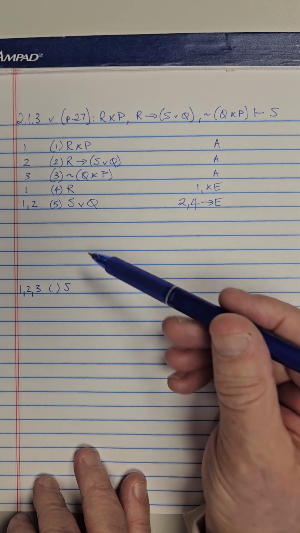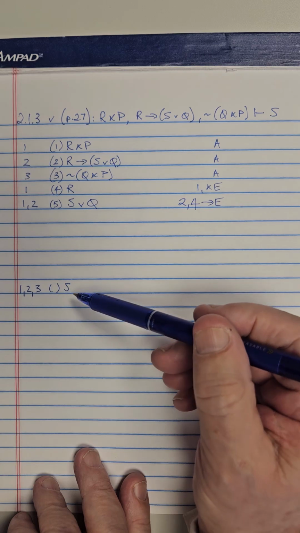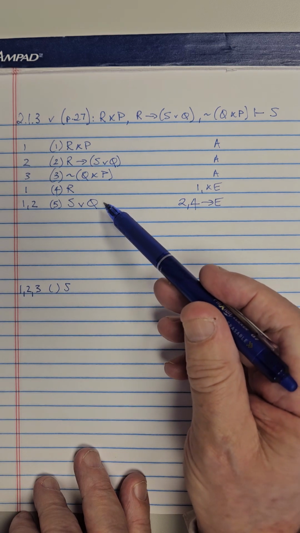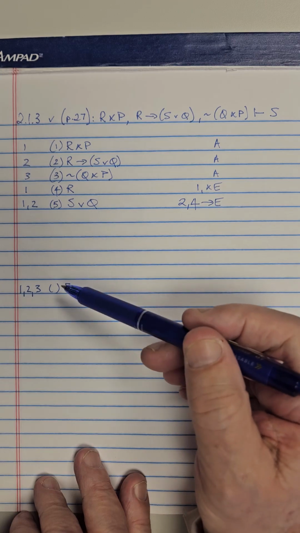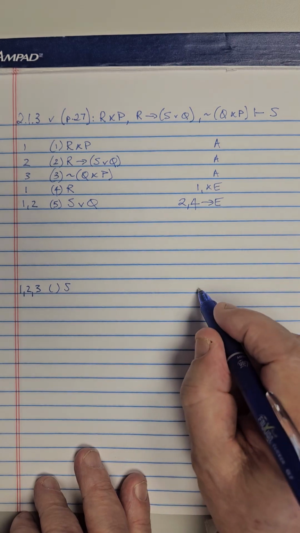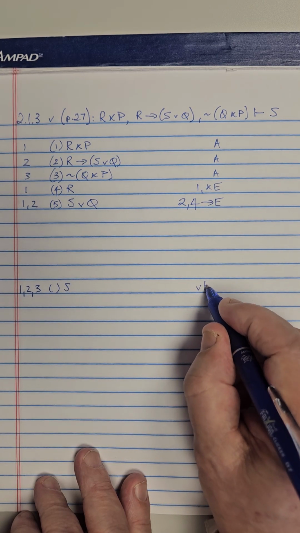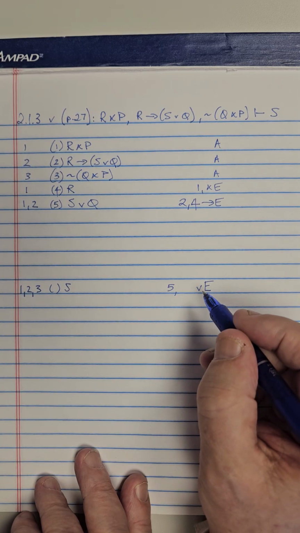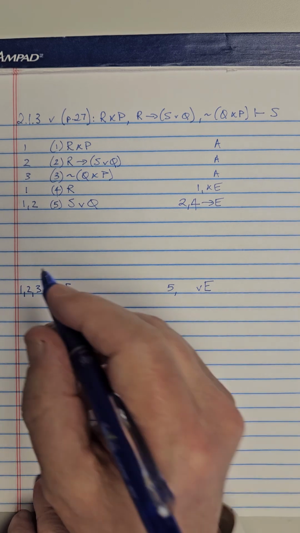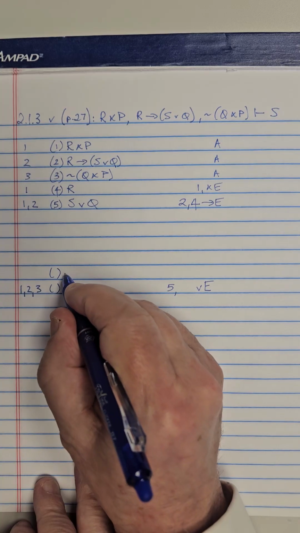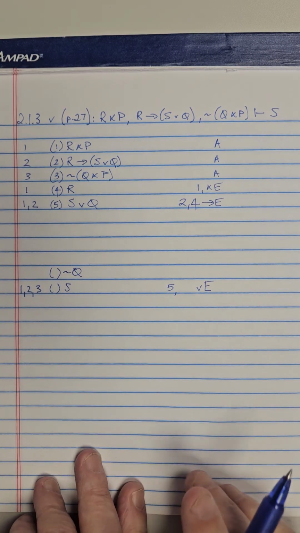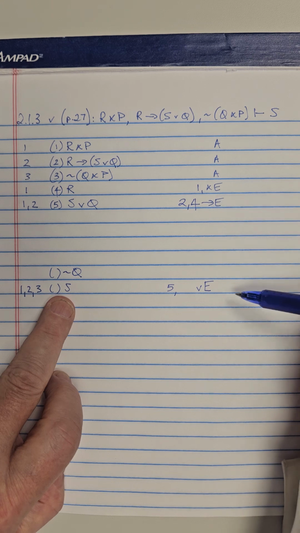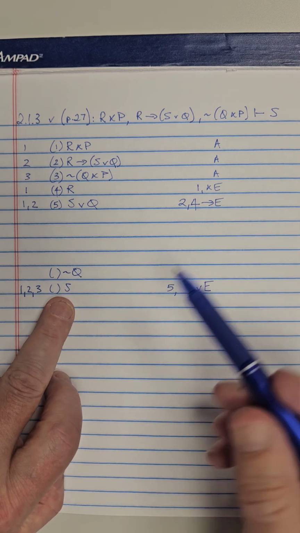But now, to prove S, our conclusion, we need not Q, the denial of the right disjunct. And then we can get S by wedge elimination, right? From 5 and a line number on which we prove not Q. So we know we can get S from 5 by wedge elimination if we can get not Q.